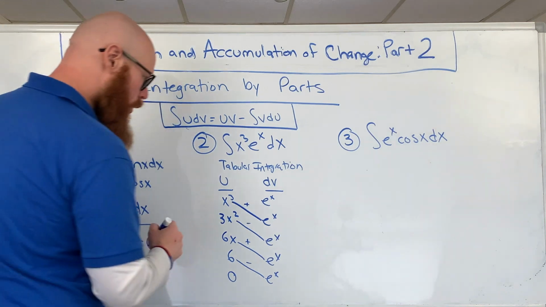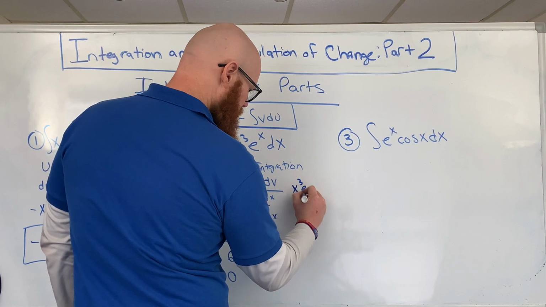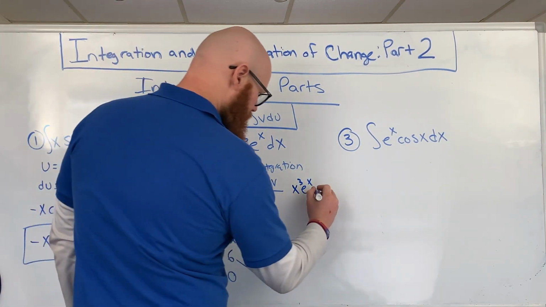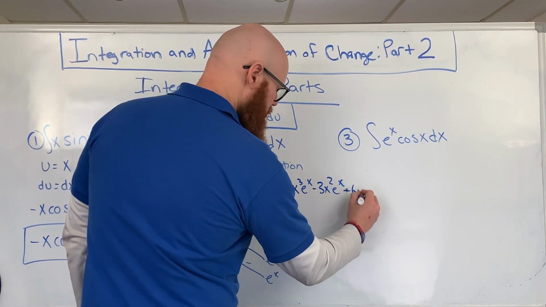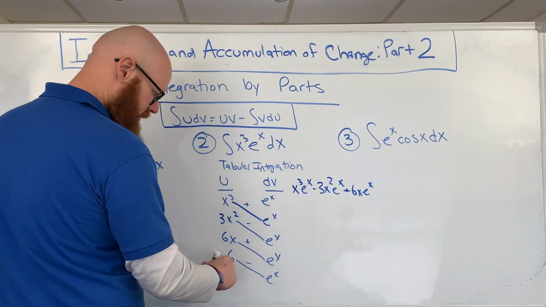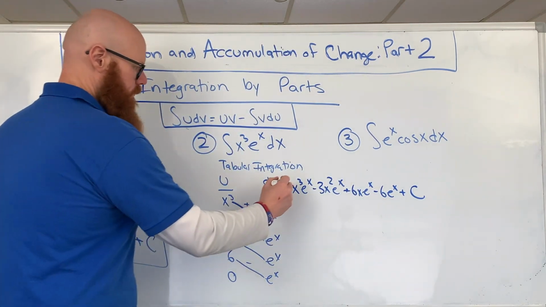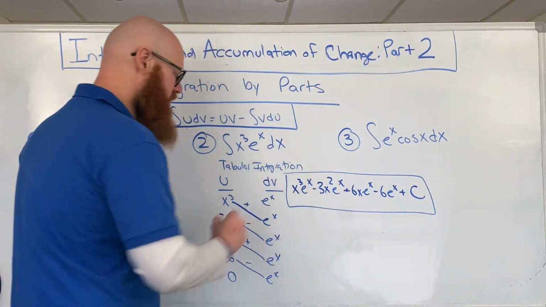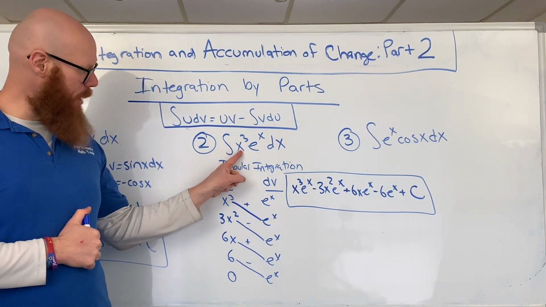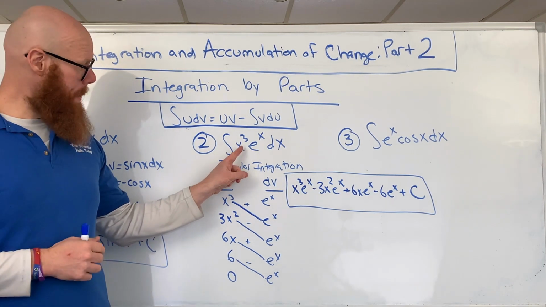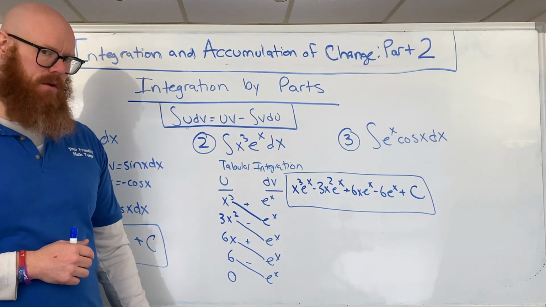And finally, your answer is just you multiply them together. So this is x cubed e to the x minus 3x squared e to the x plus 6x e to the x minus 6e to the x plus c. So that saves us doing integration by parts several times. So it's a worthy shortcut if, again, you have a power function here, x to any power, and e to the x, cosine x, or sine x, this will work nicely.